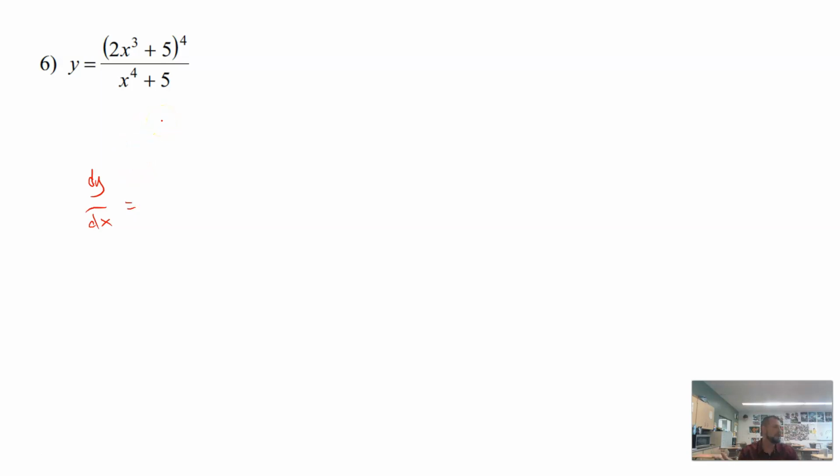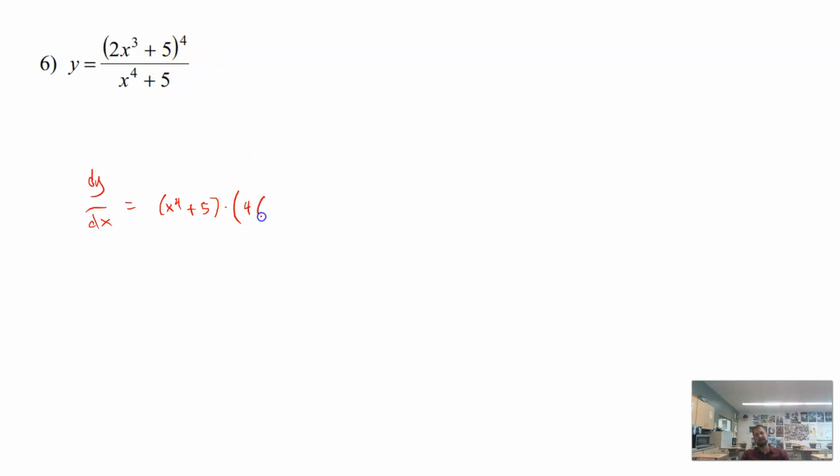Now again, the question you should ask yourself is, what is happening overall here? Is there a division problem? Is there a multiplication problem? Or is everything being raised to a number power? In this case, hopefully you can see that this is a division problem. So in our division problem, we say, okay, I'm going to take what's on the bottom, because we're using the quotient rule, and I'm just going to write it down. That's the first step. Then I'm going to multiply that by the derivative of what's on top.